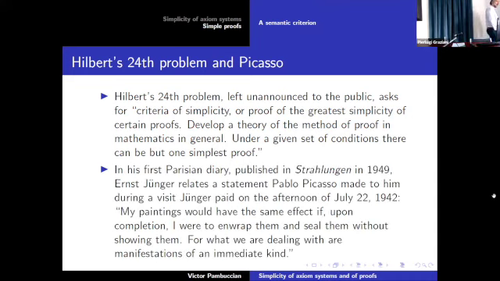Now, where does Picasso come into the story? Well, in his first Parisian diary, which was published in 1949 as Strahlungen, Ernst Jünger relates a statement that Pablo Picasso made to him during a visit on July 22nd, 1942. He said, "My paintings would have the same effect if, upon completion, I were to enwrap them and seal them without showing them. For what we are dealing with are manifestations of an immediate kind."